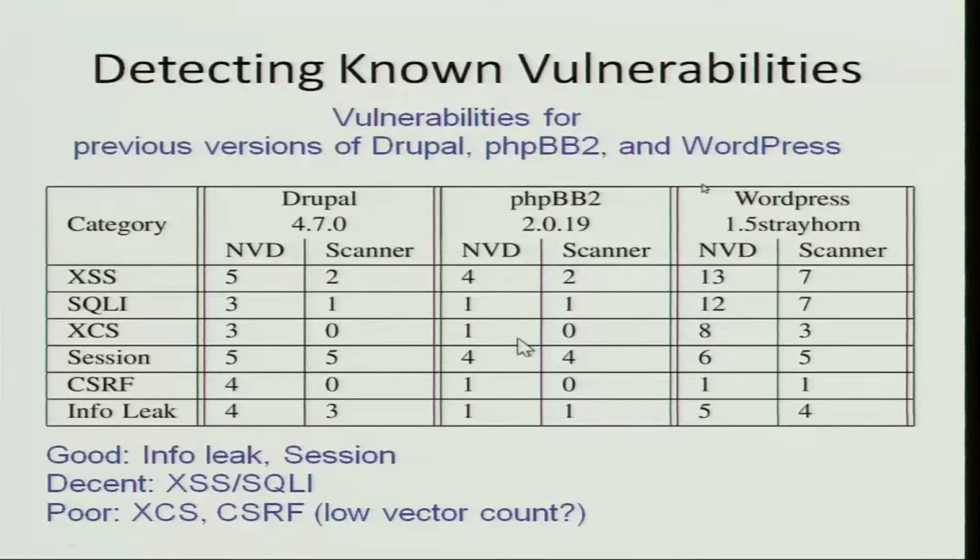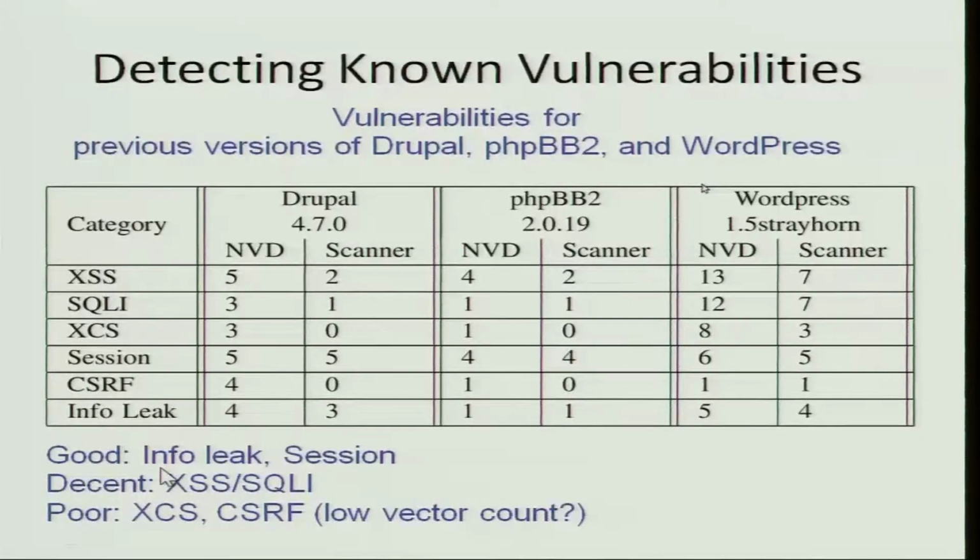XCS, which is basically cross-channel scripting, is where the scripts are injected into the system not by a web channel but by other channels, for example FTP, the file system, or through SNMP and things like that. So in that case also it didn't do very well.